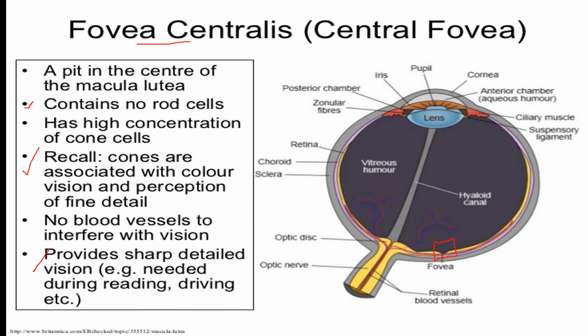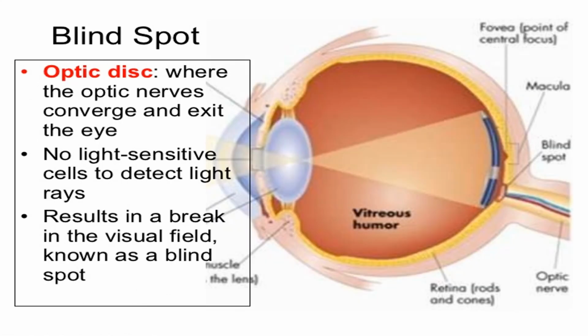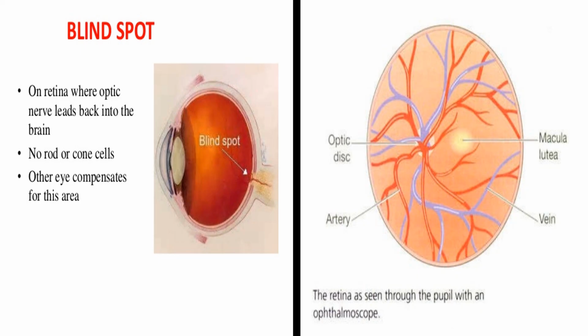And now coming to the blind spot. This is the optic disc. The optic nerves converge and exit the eye at this blind spot. No light sensitive cells are there to detect light rays, and this results in a break in the visual field, so we call it the blind spot. No light enters at this region, and this is the place where the optic nerves pass through. So this is the blind spot here, and from this the optic nerve as well as the blood vessels run into this optic disc.